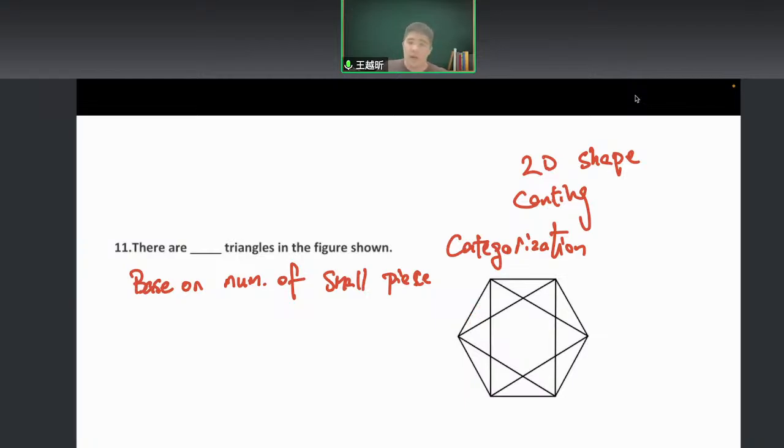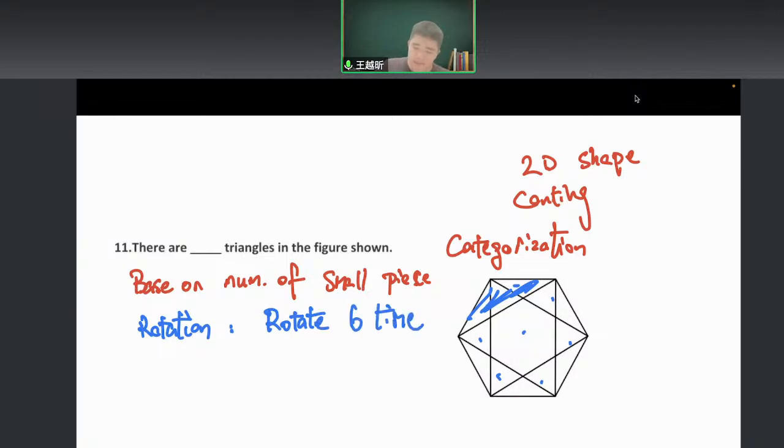Meanwhile, I'll teach you a more advanced method. This shape we get from the rotation. We rotate this part by 1, 2, 3, 4, 5, 6. So we rotate 6 times, and all we need to do is 5 times.